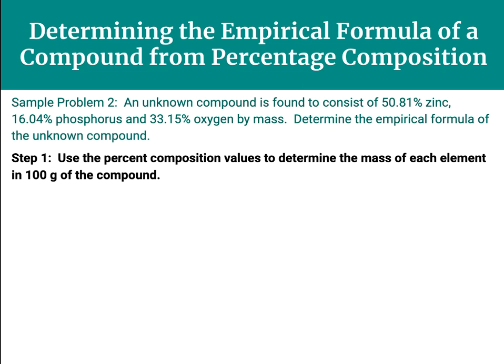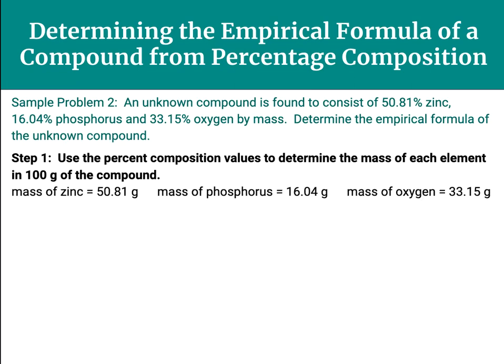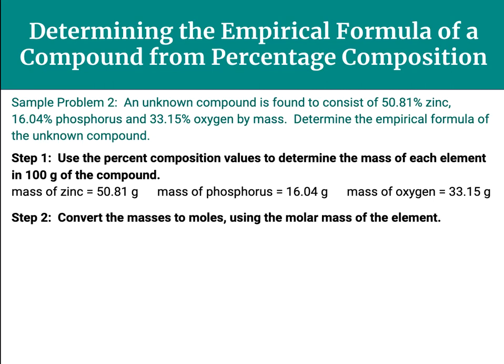We're going to assume we've got 100 grams. So we use the percent composition to determine a mass for 100 grams. We just take those percents and change them into masses. And then we're going to take the masses and convert to moles. So for zinc, we've got 50.81 grams. The molar mass is 65.38 grams per mole.